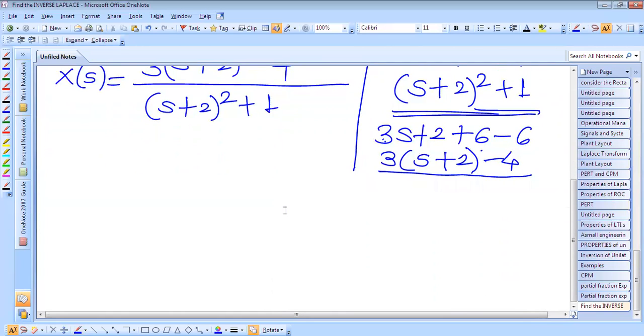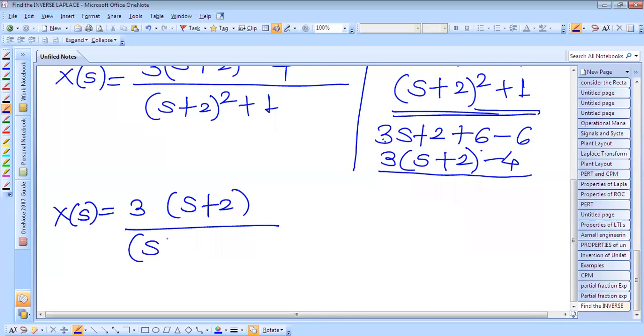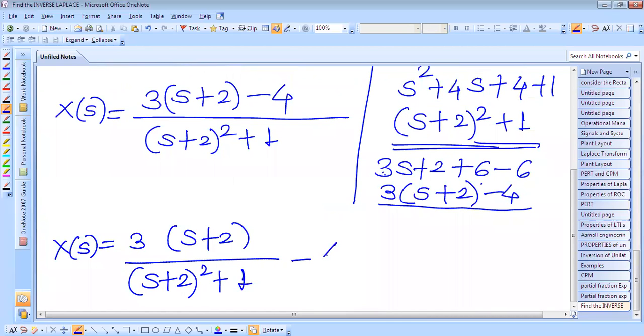Okay, so this is the function having complex conjugate poles. That's why we have to use these methods, and therefore we can write X of s is equal to 3 into s plus 2 over s plus 2 whole square plus 1, minus 4 into 1 over s plus 2 whole square plus 1.